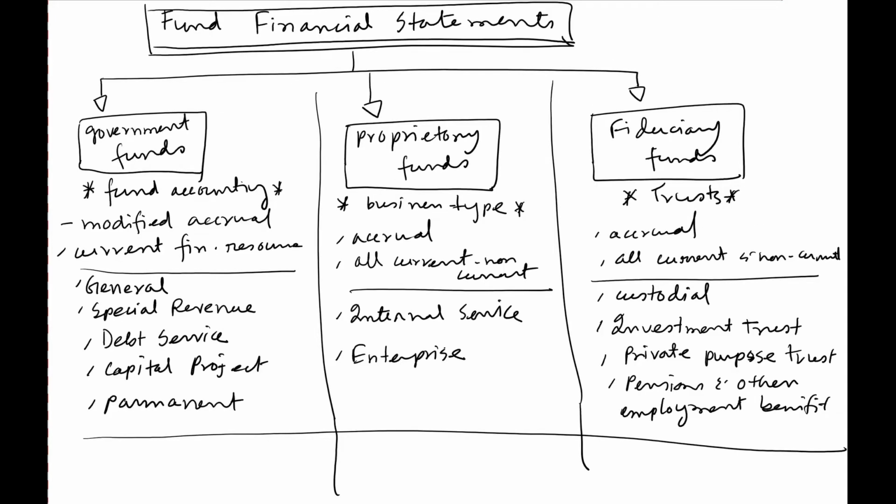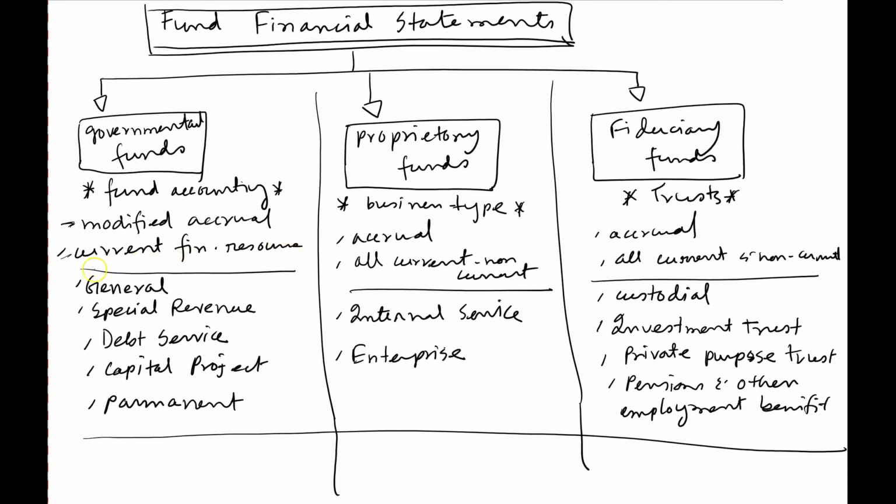Now let's look at the basic concept of fund structures and different types of funds within each category. And we actually learned this, but I'm recapping again. So basically there are three types of funds: governmental funds, proprietary funds, and fiduciary funds. So governmental funds, also known as fund accounting, follow the modified accrual accounting, and basically these are current financial resource focus.